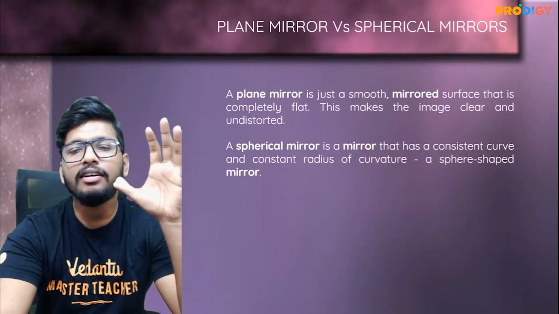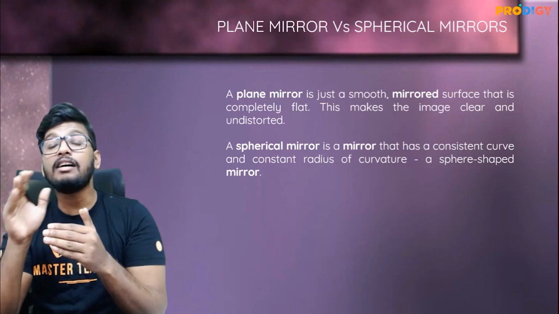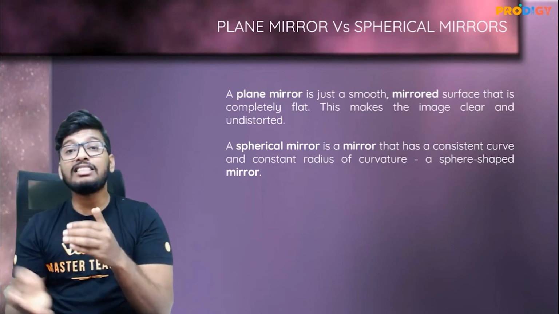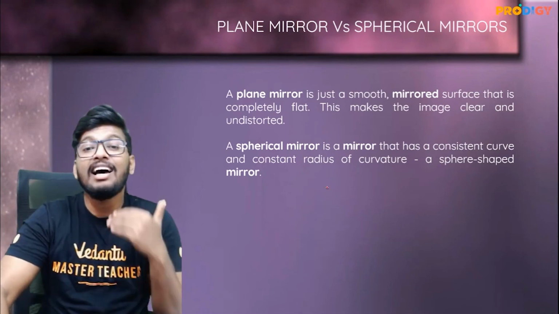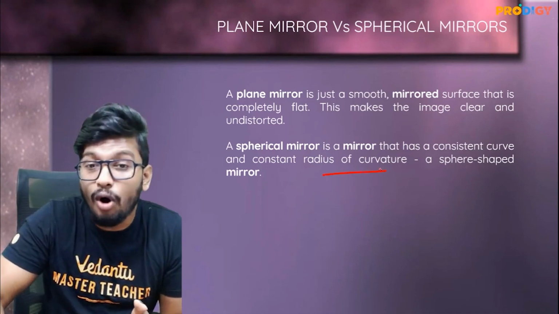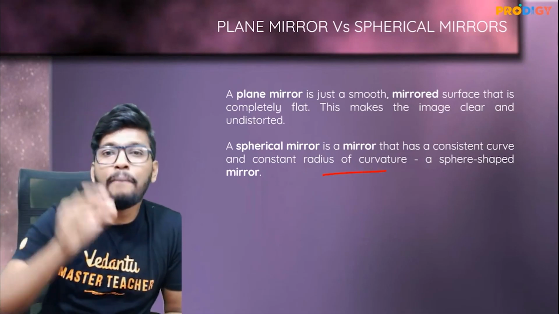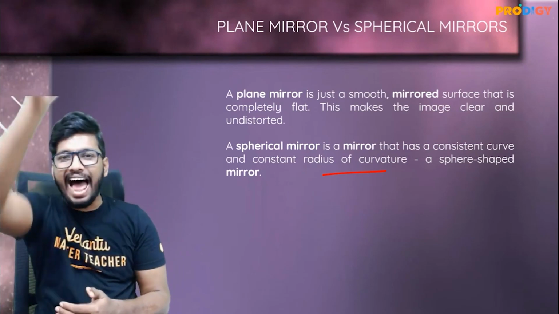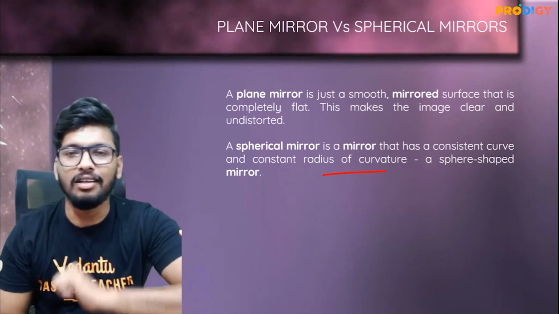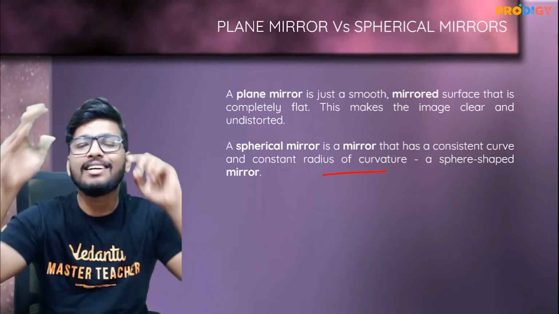So in your spherical mirror, the surface is curved. It has a consistent curve, and it has a constant radius of curvature. Now, what do I mean by radius of curvature? I'll get to that in a minute. A plane mirror, on the other hand, is something which is very, very smooth. It's a flat, smooth, mirrored surface. That is what is a plane mirror, whereas a spherical mirror, on the other hand, is curved.